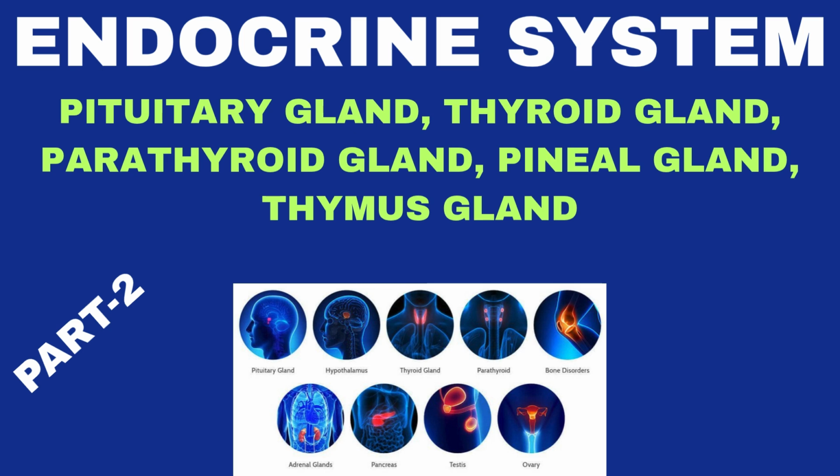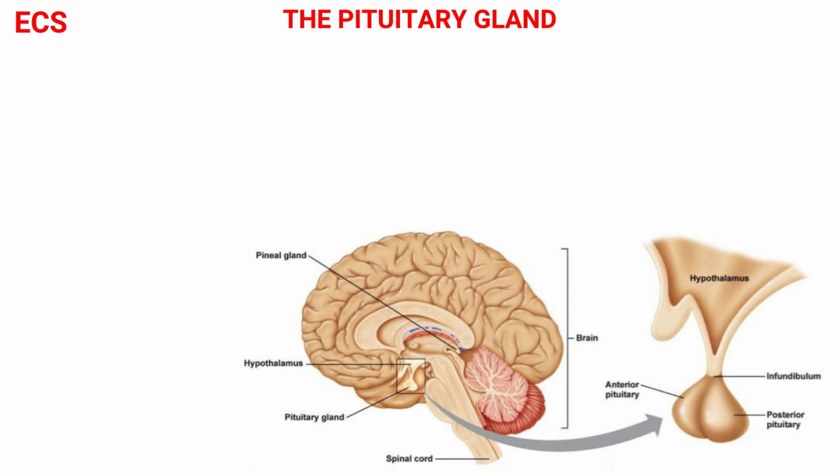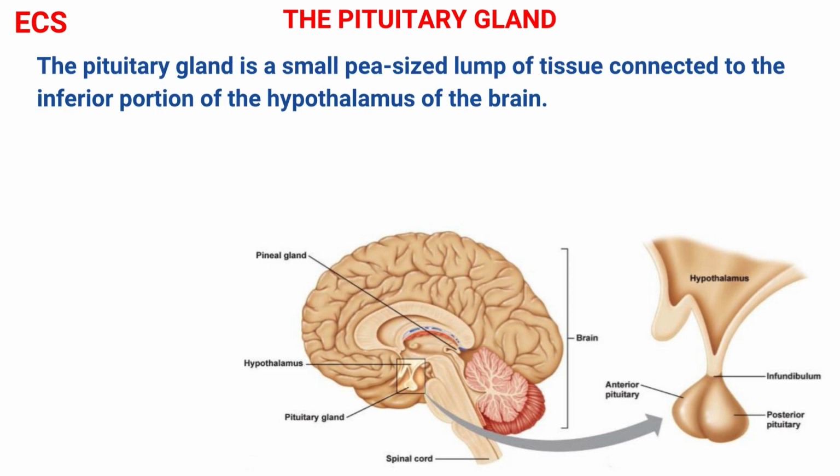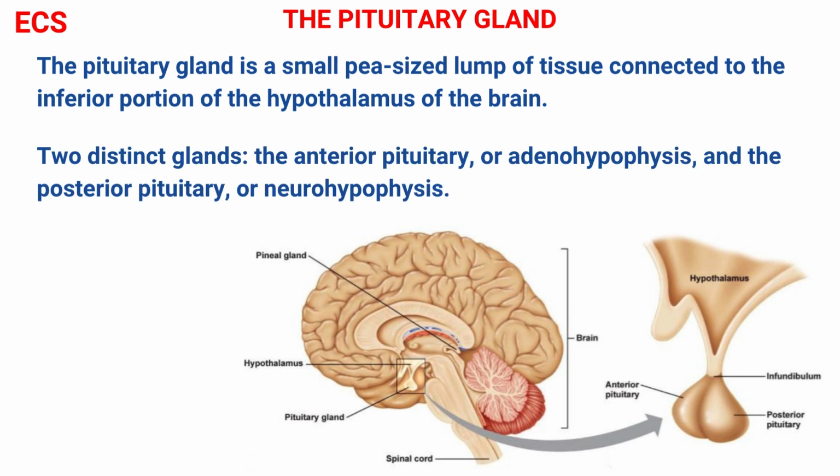This is the continuation of the endocrine system. Now we will see the pituitary gland. The pituitary gland is a small pea-sized lump of tissue connected to the inferior portion of the hypothalamus of the brain. Despite its small size, the pituitary gland is actually two distinct glands. They are the anterior pituitary or adenohypophysis and the posterior pituitary or neurohypophysis.